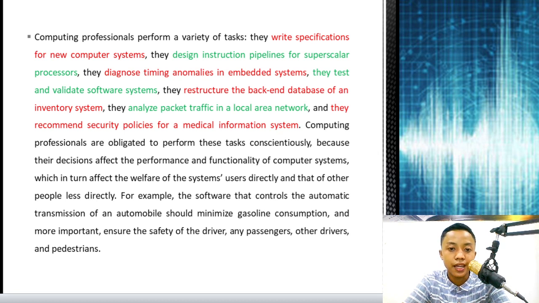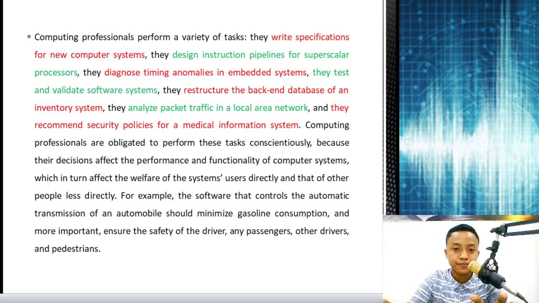Computing professionals are obligated to perform these tasks conscientiously, because their decisions affect the performance and functionality of computer systems, which in turn affect the welfare of systems user directly and that of other people less directly. For example, the software that controls the automatic transmission of an automobile should minimize gasoline consumption and, more important, ensure the safety of the driver and passengers and other drivers and pedestrian.